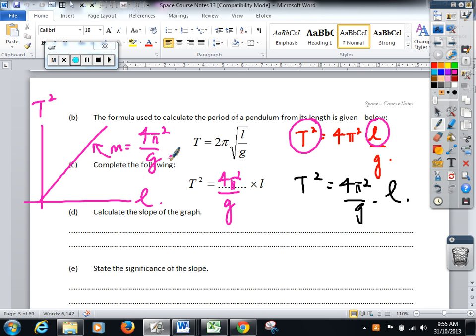And that is its significance. The significance of the slope is that if you plot T squared, period squared, against L, the length, you will get a straight line with a gradient, and that gradient's significance is 4 pi squared on g. Are we okay with that? Right, so that's going down at that point now, state significance.